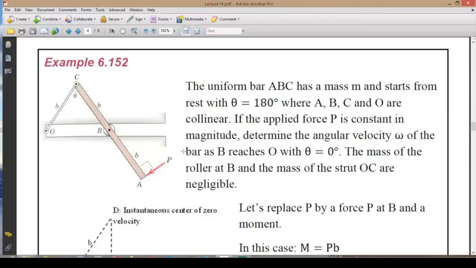Here we have a mechanism, a 4-bar mechanism. This is a slider crank mechanism. This is the crank link, OC, and then there's this coupler link, CA, and there's this slider which moves back and forth along this horizontal direction.